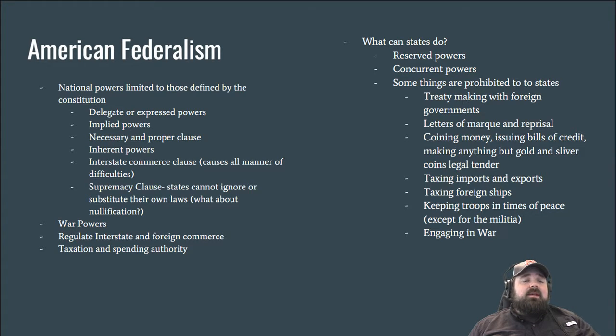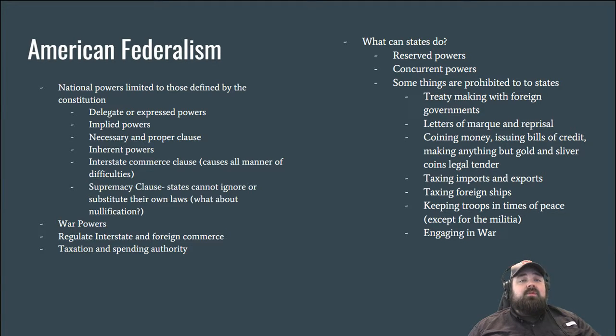Additionally, there are some things that are expressly prohibited to the states, that the states just cannot do. First among these is that states cannot make treaties with foreign governments. The state of Louisiana, we love sending our politicians to go to Cuba from time to time, do some political wheeling and dealing, but there's no actual treaty allowed to be made by the states with foreign governments. We just can't do that. That is expressly forbidden by the U.S. Constitution.